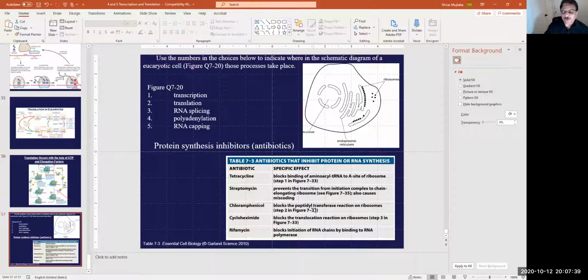Chloramphenicol blocks the peptidyl transferase reaction on the ribosome. So if the peptidyl transferase reaction doesn't happen, then peptide bond is not formed. So the whole complex will fall apart. Cycloheximide blocks the translocation reaction of the ribosome. Rifampicin blocks the initiation of the RNA chain. So this is the process of translation. So here we finish this lecture.